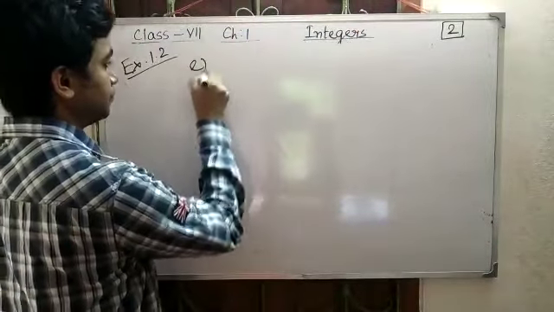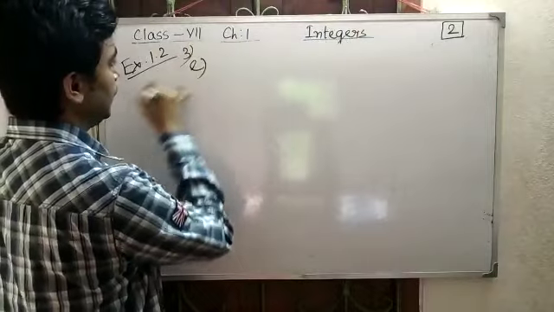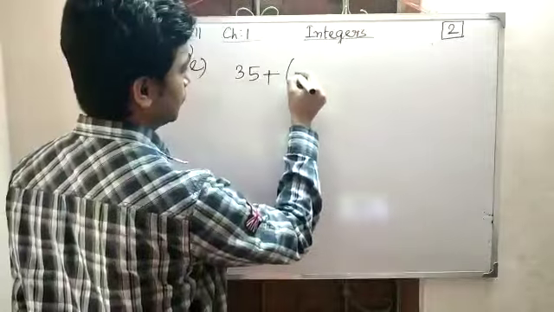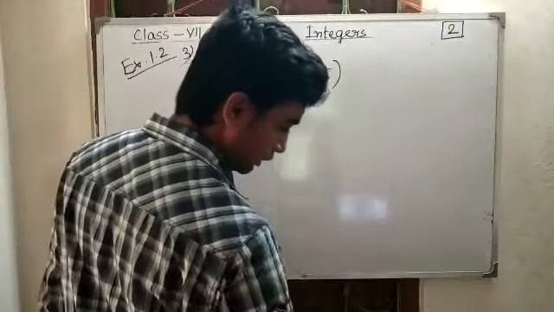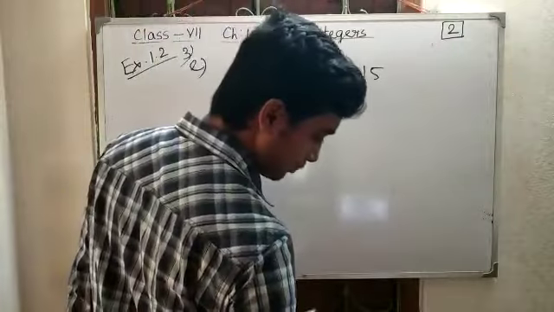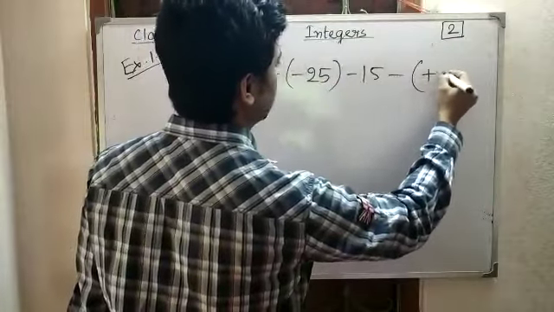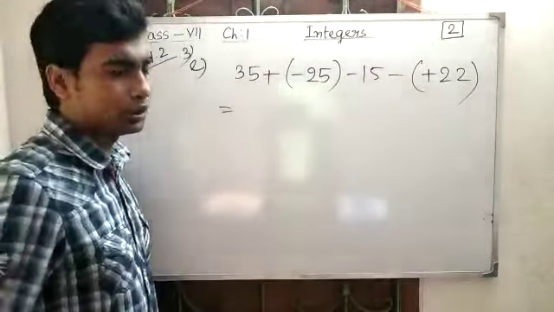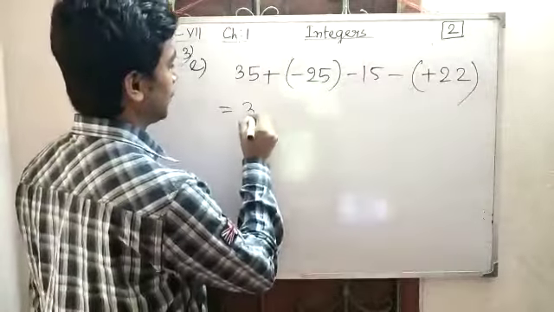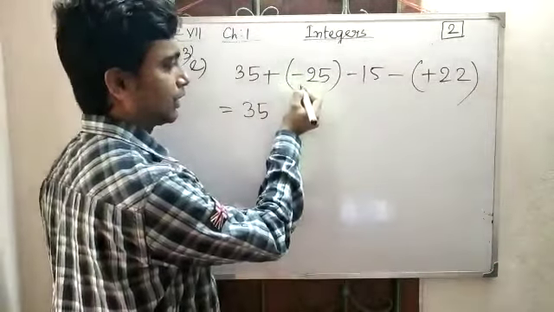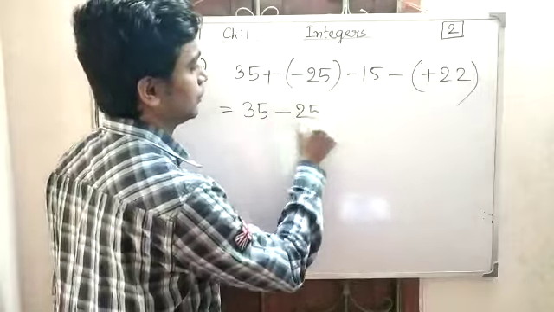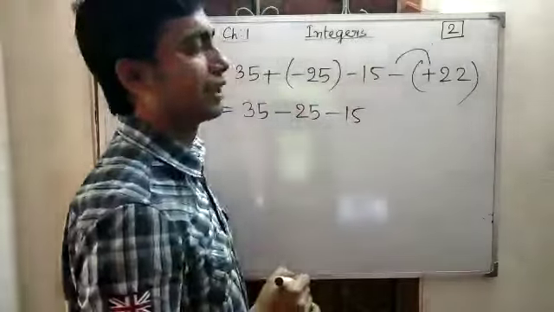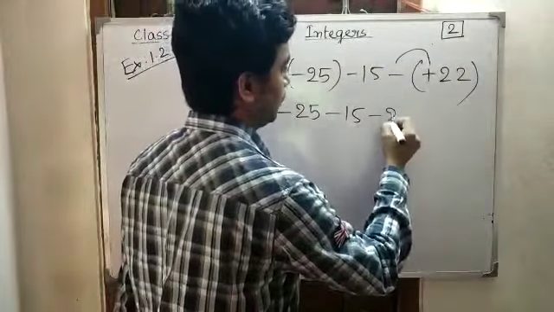Then number 3E, that is 35 plus of minus 25, same kind of sum. Then minus 15 minus of plus 22. Okay, how to solve? The same procedure will be followed. First we have to remove the bracket. So 35, outside the bracket plus, inside the bracket minus. So it will be minus 25. Then minus 15. Then outside the bracket minus, inside the bracket plus. So it will be minus 22.